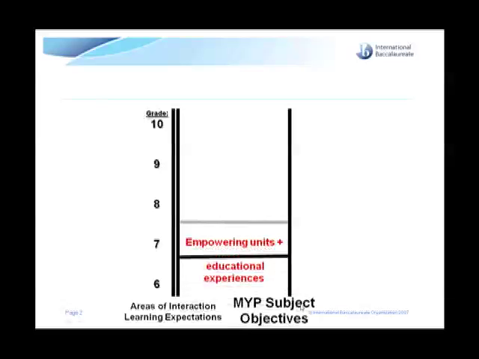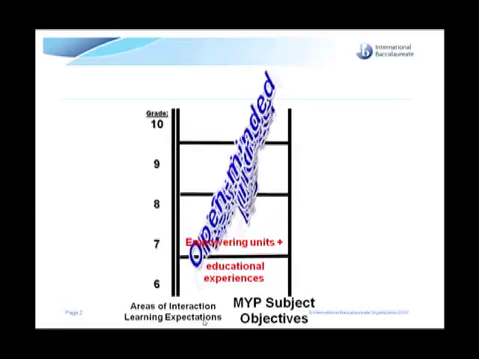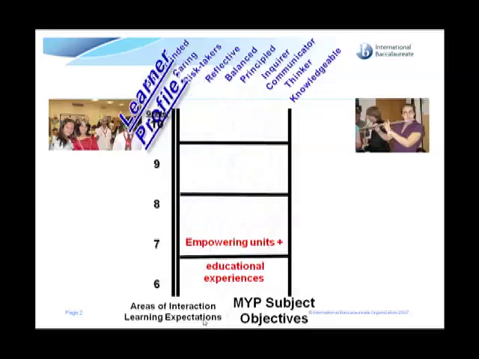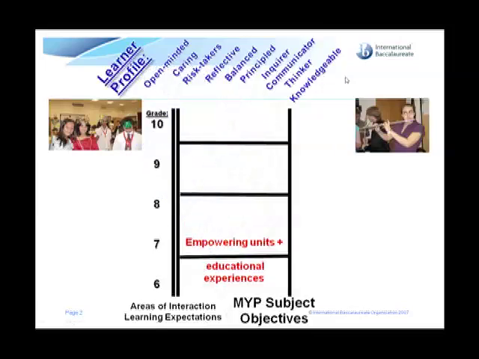So all subject objectives are embedded for teachers so that they can be tracked, are communicated to parents, both through the school website as well as through the MYP Parent Guide and on PowerSchool, and communicated to students through the individual rubrics that are assigned to each task. Now, secondly, the other rung of the ladder is the areas of interaction learning expectations. These lead students towards the learner profile, becoming each of these 10 attributes.